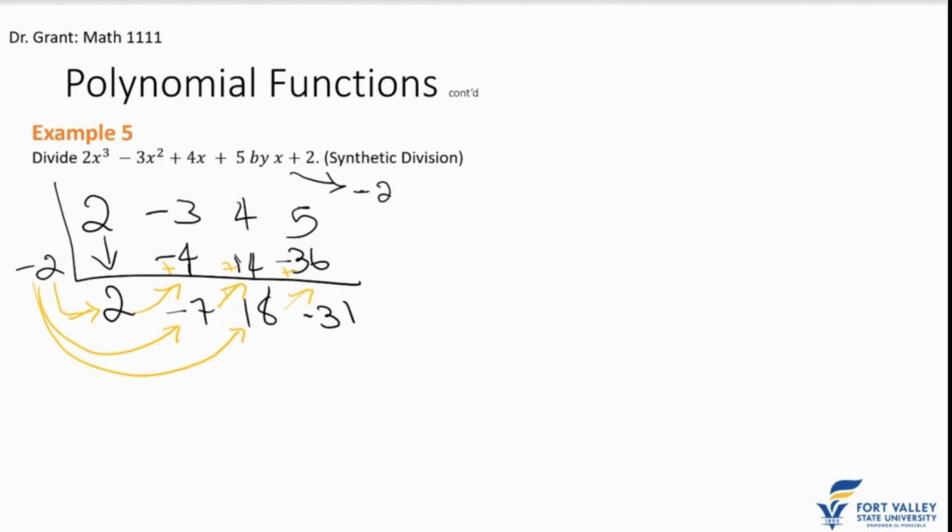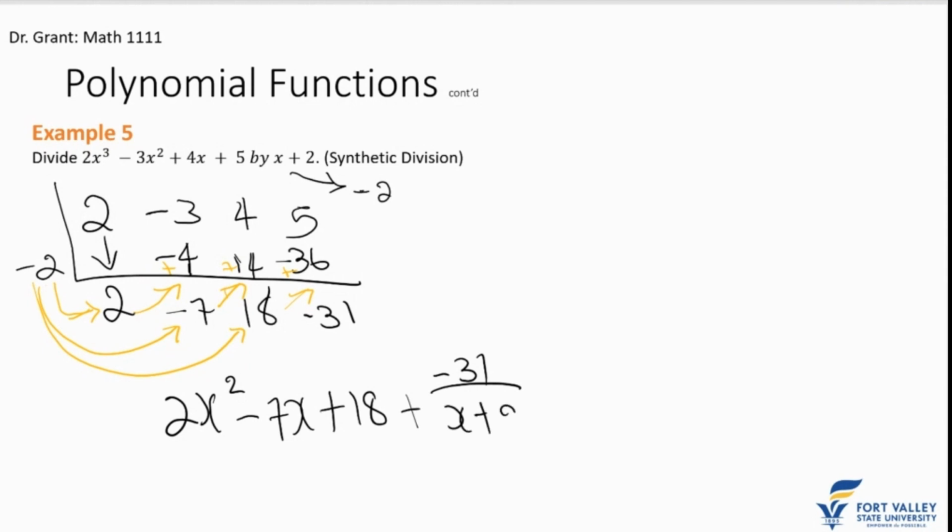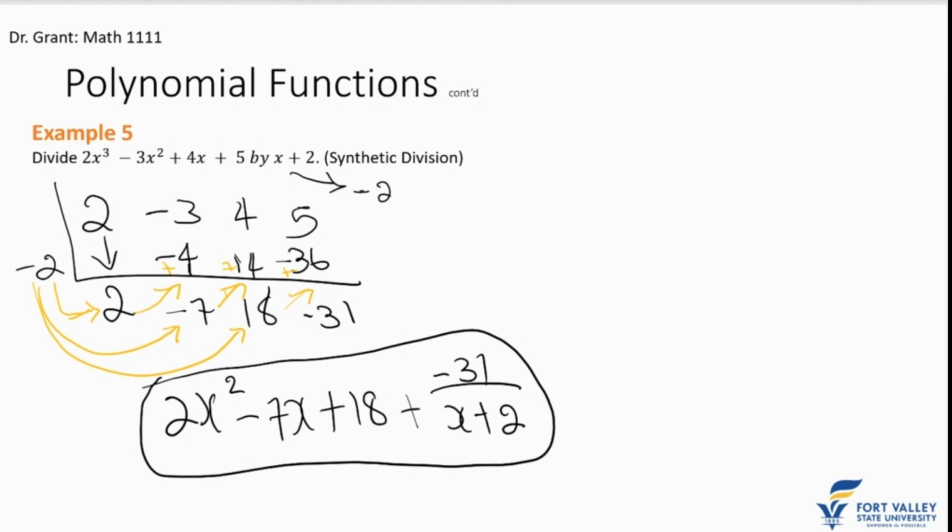Remember, these are my coefficients. So this becomes 2x squared minus 7x plus 18 plus -31 divided by x plus 2. And that is our answer. Okay.